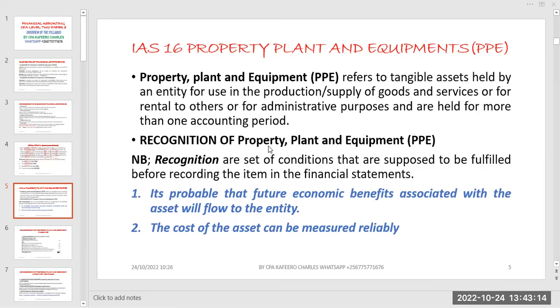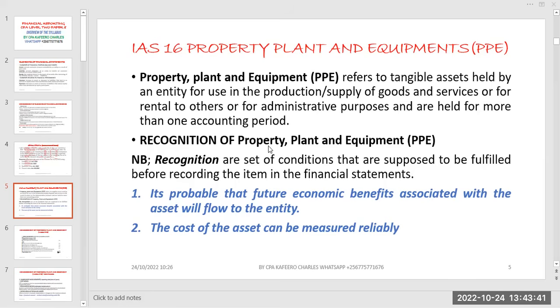Then we have a residual value. A residual value is something that remains at the end of the useful life of the asset. What you can get from that is called a scrap value, previously in your accounting, but here we call it residual value, and it's what remains at the end of the useful life of the asset. Then we can talk about the useful life of the asset. That is the lifespan of the asset.